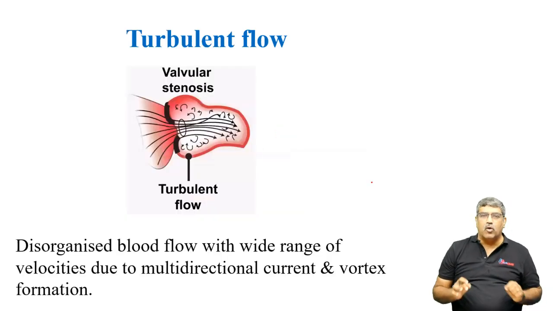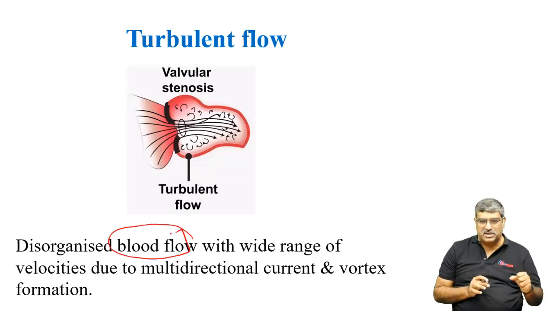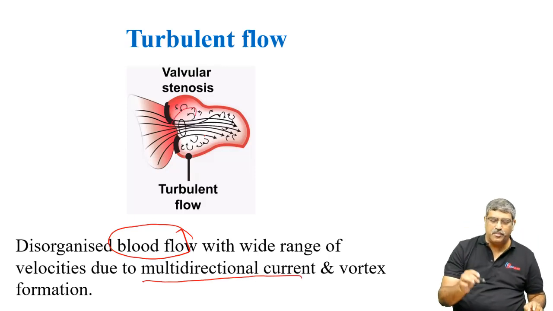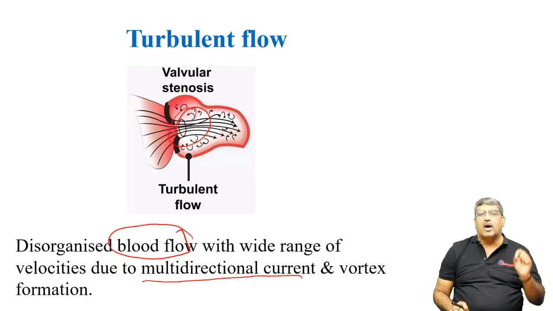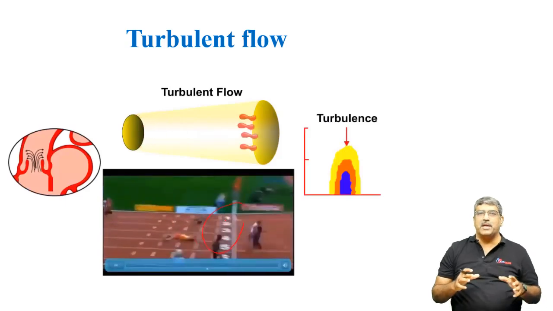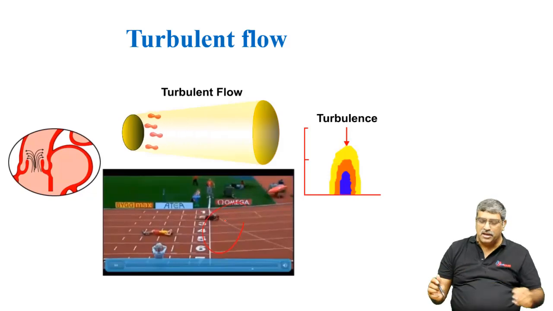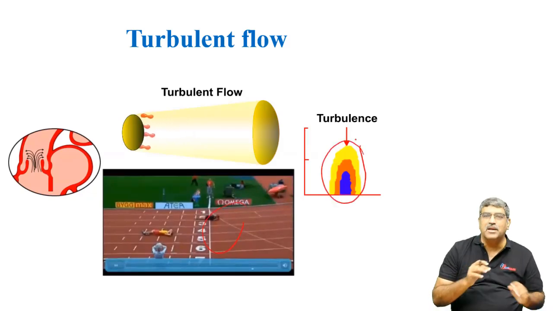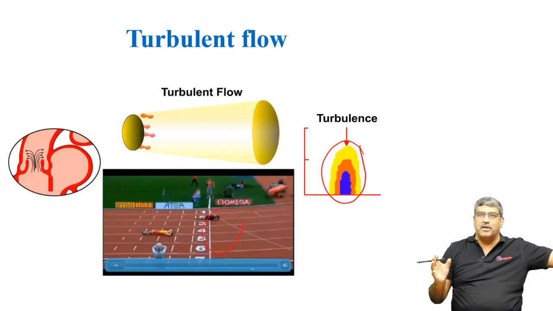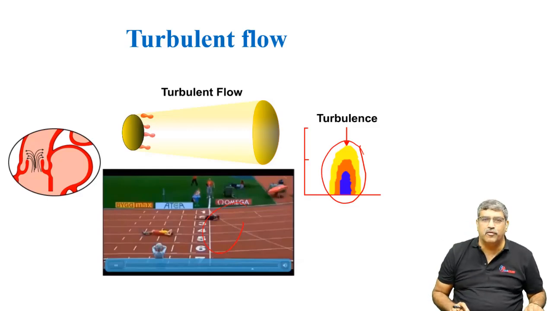that is laminar flow. Now coming to turbulent flow, there is going to be disorganized blood flow due to obstruction and there will be multi-directional current and vortex formation. That is turbulent flow. To understand turbulent flow, it is like the finish of a marathon. Everything will have a different speed and some, due to obstruction, may not reach the required target. Here you get multiple spectral wavelengths and images will be multiple. It is uniform in laminar, but it is not uniform in turbulent flow.